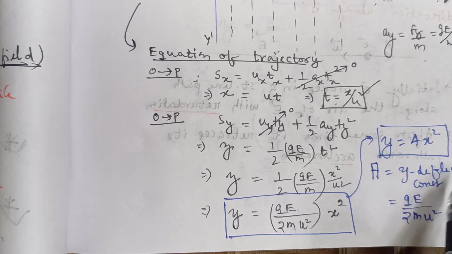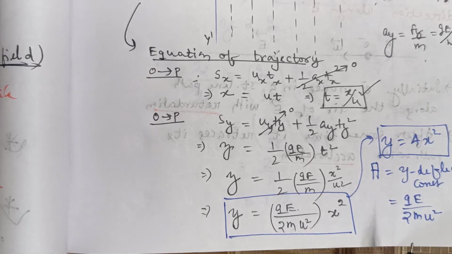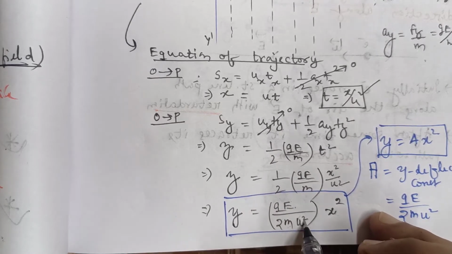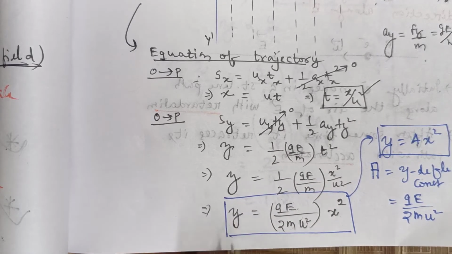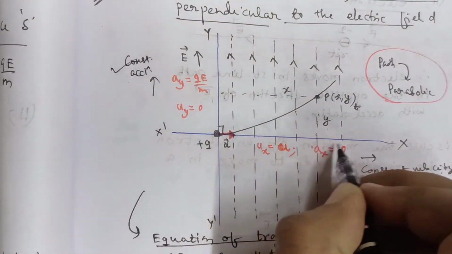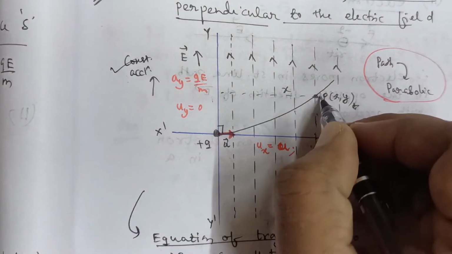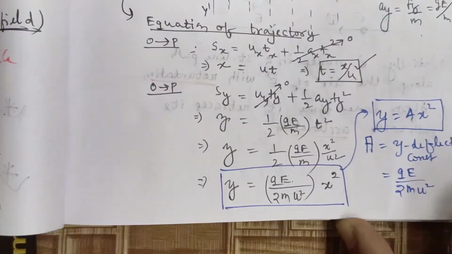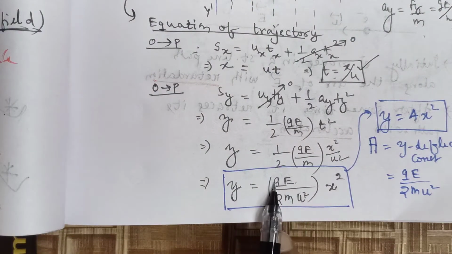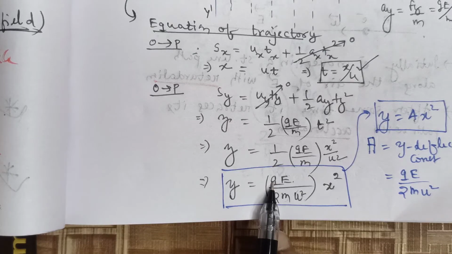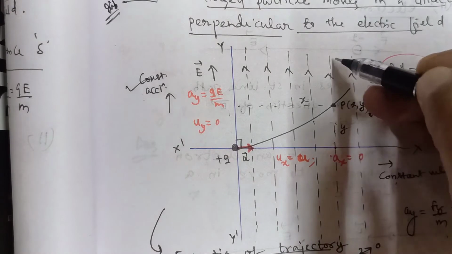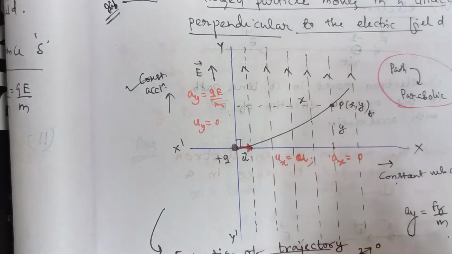Why is it named the y deflection constant? Now you see, if you change the value of q, E, m or u, definitely your y coordinate changes. You see the diagram. For a given x coordinate, y will change if u changes or q changes or E changes. So this parameter is known as the y deflection constant. How can you explain? If the magnitude of charge increases, then the y deflection constant increases, meaning the charge will be deflected more towards the positive y axis.